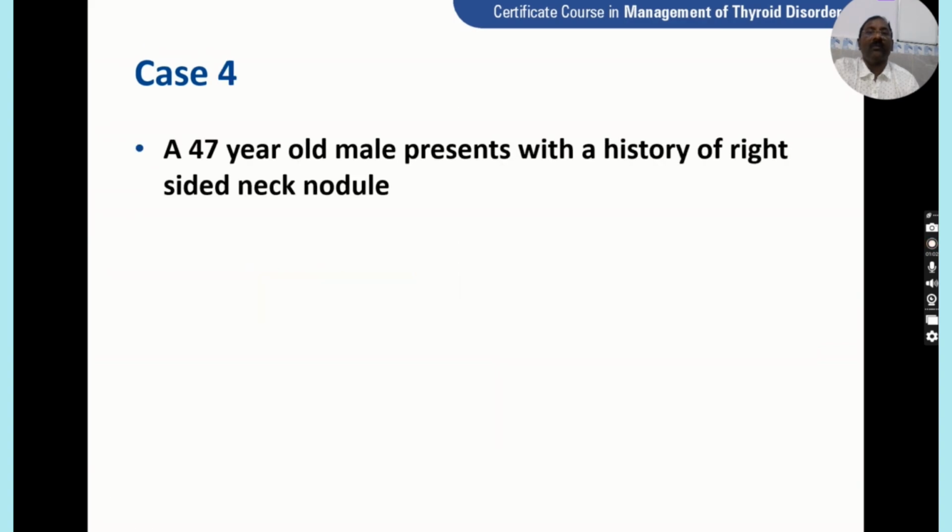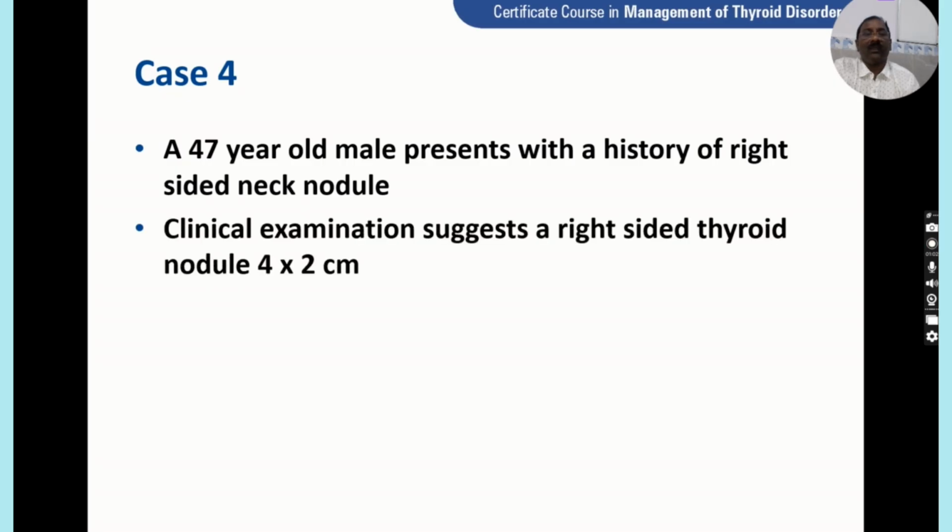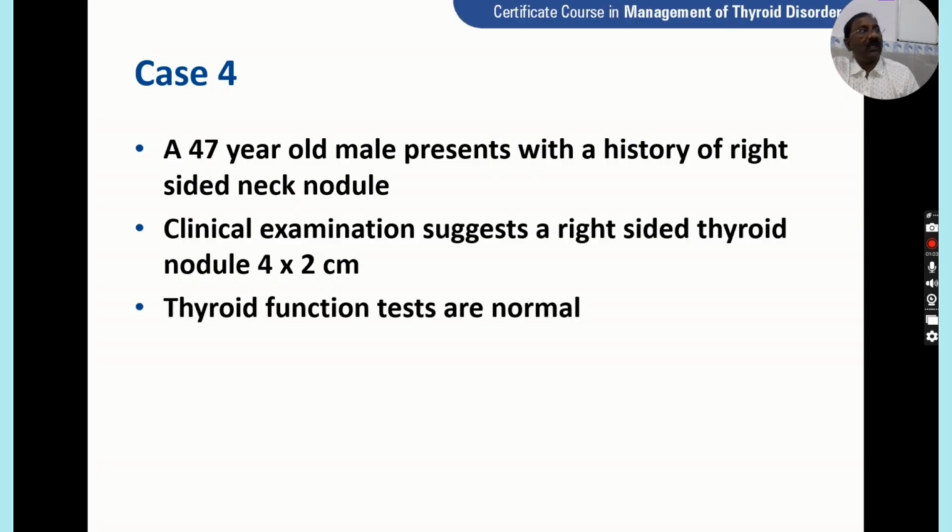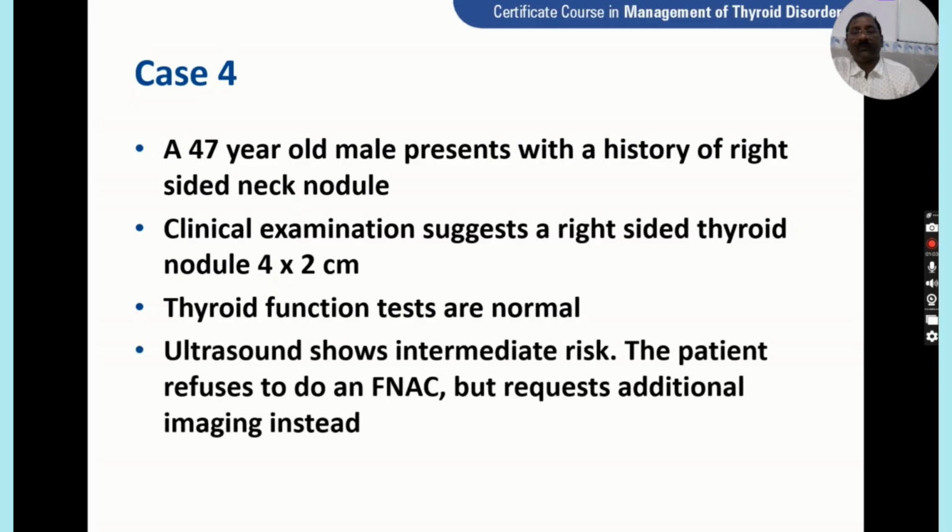A 47-year-old male presents with a history of a right-sided neck nodule. A right-sided thyroid nodule, 4 by 2 centimeters. Thyroid function tests are normal. Ultrasound shows intermediate risk. The patient refuses an FNAC, being afraid of it, but requests additional imaging instead. Any other tests? Would a nuclear scan help here?